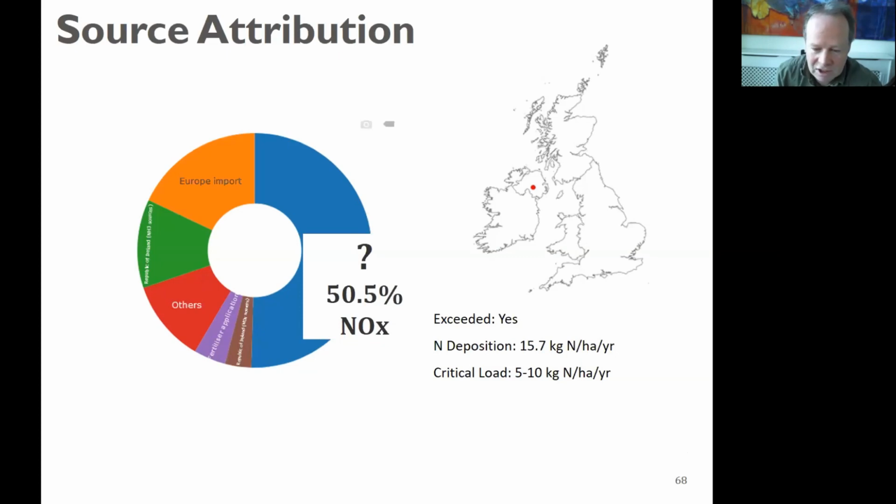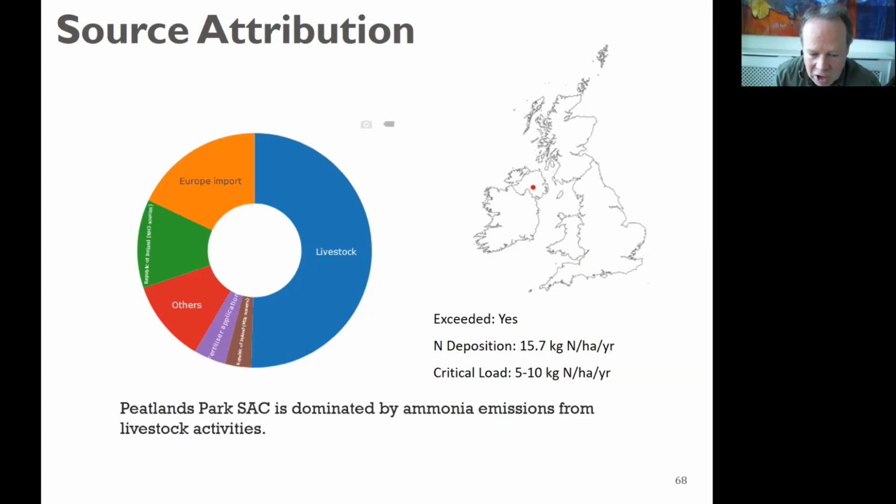Okay, so one click, livestock, and click again. So this is Peatlands Park SAC. It's dominated by ammonia emissions from livestock. So nearly half. You'll see European import. That's the long range transport coming in from Europe in this case, from Ireland potentially, in the south, but also other EU countries, depending on the meteorology, of course. Last one.